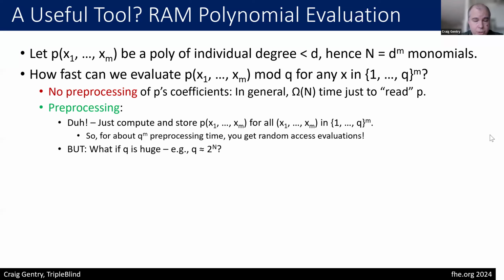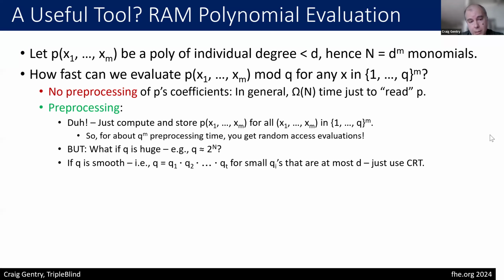So what if q is huge? If q is really big, say maybe q is exponential in n, what do you do? Well, if q is smooth, say q is just a product of a lot of small primes, all smaller than d, then q to the m is basically smaller than d to the m, which is n. In that case, you could just use CRT. You do this trick of evaluating p at all the inputs modulo each of the different small primes, and in your preprocessed database you store, for each of the t primes, all of those different inputs. For example, mod q1, there are only q1 to the m different inputs possible, so you only have to store that, which is much smaller. So that's actually kind of efficient.